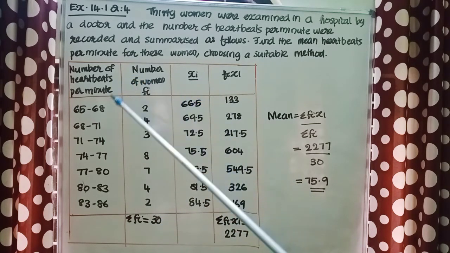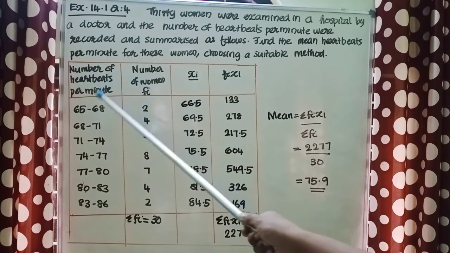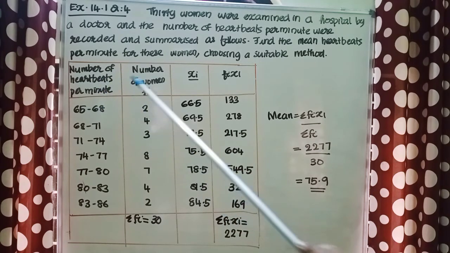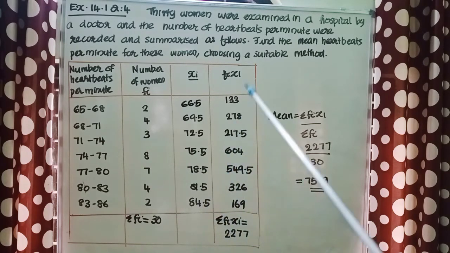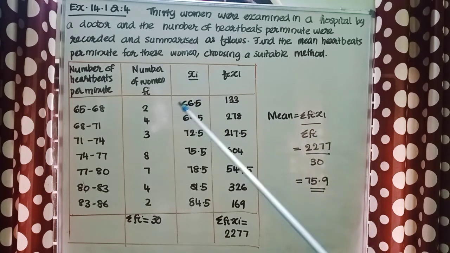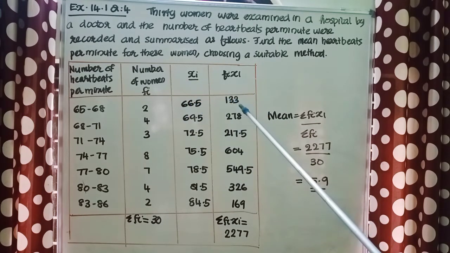Xi column, that is middle value. 65 plus 68 by 2, that is 66.5. Then 69.5, 72.5, 75.5, 78.5, 81.5, 84.5. Then Fi Xi column: 2 into 66.5, 133.